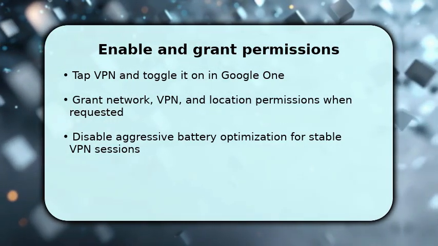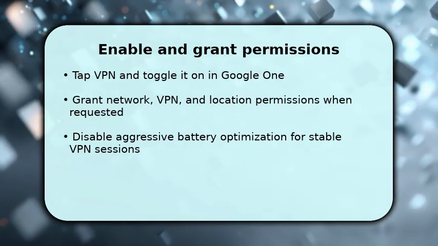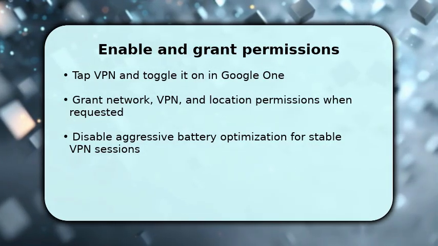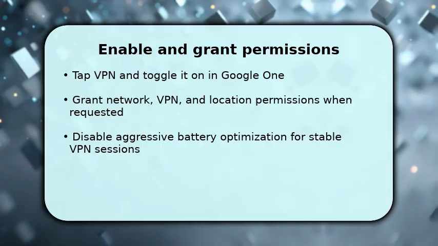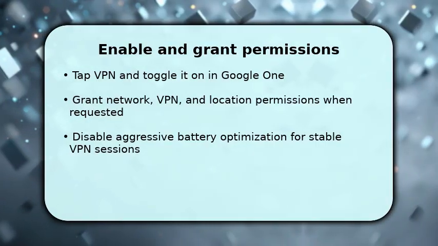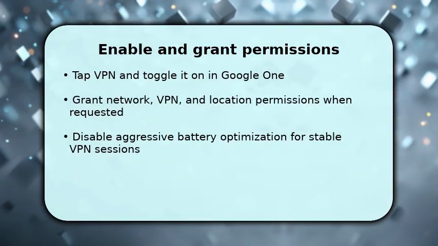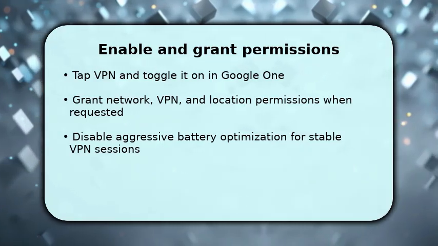Make sure to allow location if prompted and exempt Google One from aggressive battery optimization so the tunnel stays active. If you use a work profile or third-party security app, temporarily disable conflicts. After permissions, watch for the confirmation that the VPN is running.